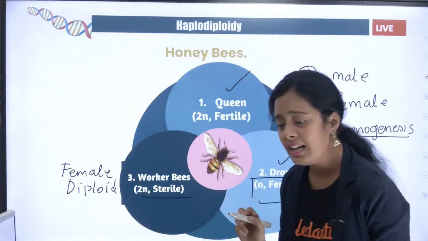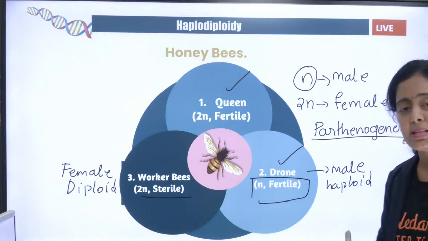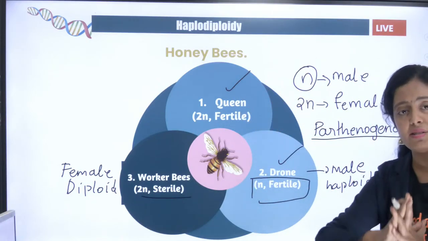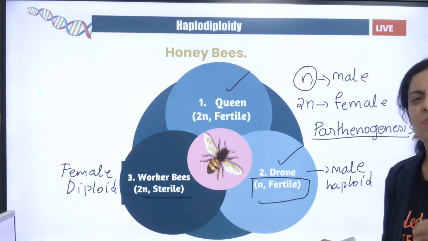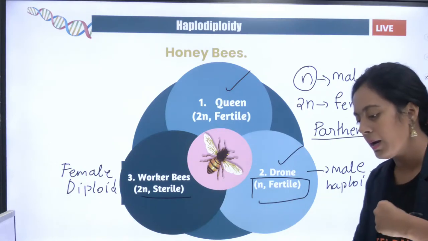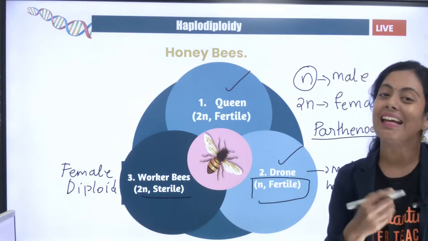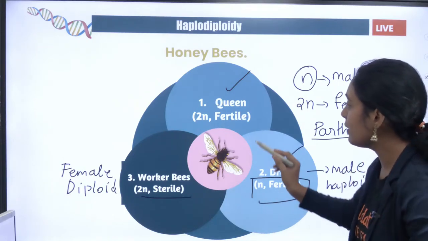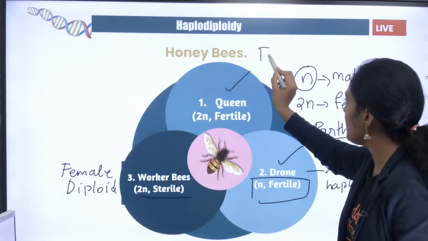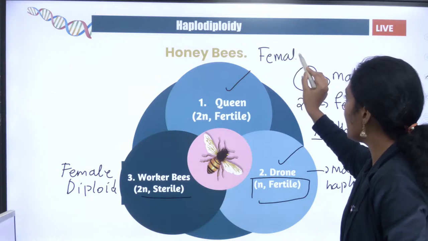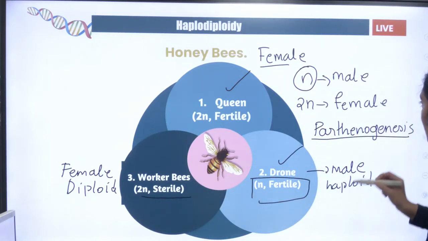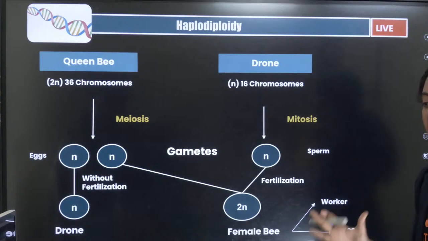What do you mean by sterile? Can anyone tell me what sterile means, kids? So these are the three important kinds of organisms present in a hive. Now let's see how each one is produced. Yes, what is sterile? They cannot reproduce. Simple. Only the queen, who is also a female, is fertile. The workers cannot reproduce. Very good. Now we can see each one clearly.